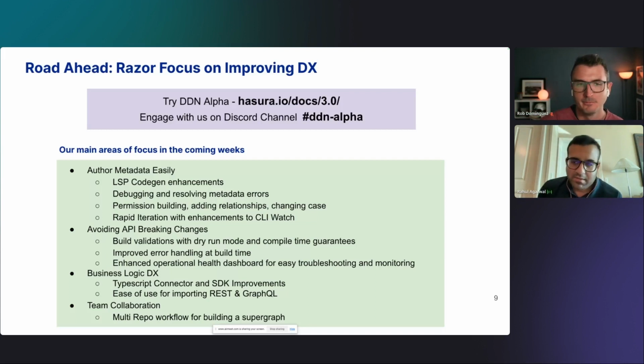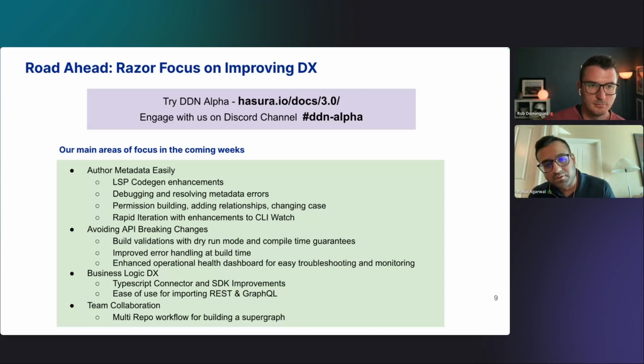Also debugging and resolving metadata. Like you have metadata in different files and now you're actually editing metadata declaratively. How do you quickly debug and resolve errors when they come? Permission building was asked about in the chat here. So permission building, adding relationships, changing case, things like that, quick iteration on different files. And lastly, enhancements to the CLI watch, which Tanmai provided. So all of that would be part of this whole metadata authoring bucket, which we really need some feedback on to make this the best developer experience possible.